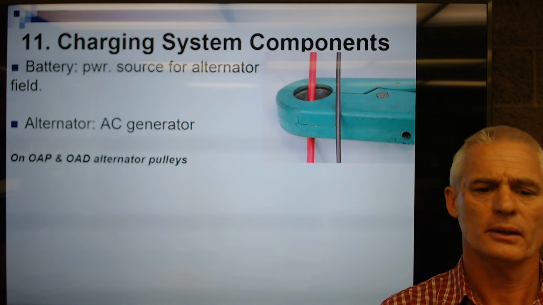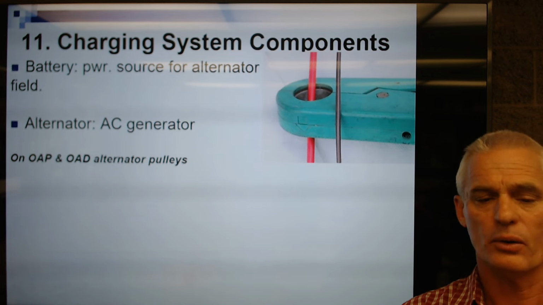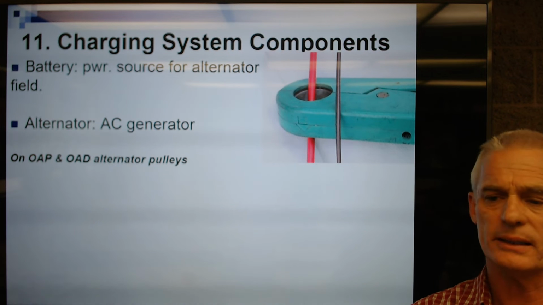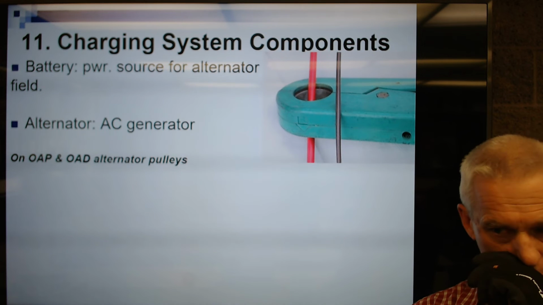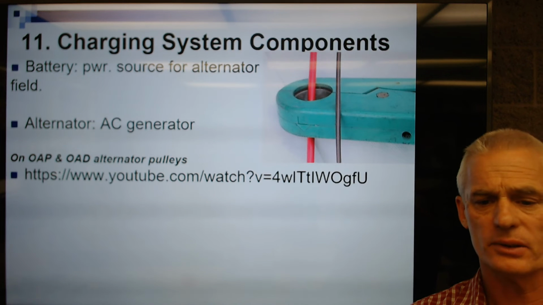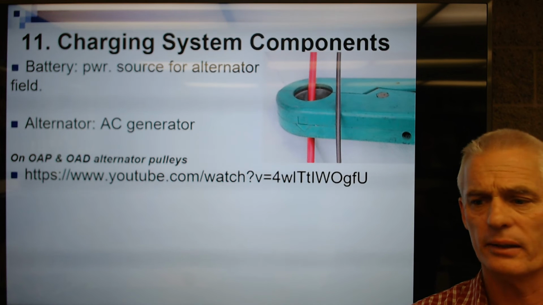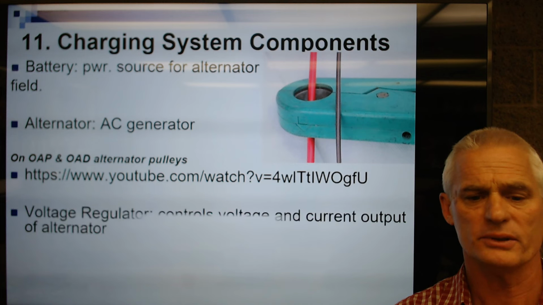We'll talk about that. We have some sort of a pulley, and we have some OAP and OAD alternator pulleys. These are basically decoupling pulleys that we're using on modern cars to prevent vibration and to reduce drag and things. And we can look at that on that YouTube video to learn what they are. But we have alternators with types of alternator pulleys.